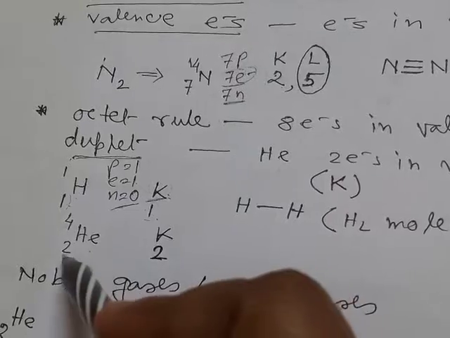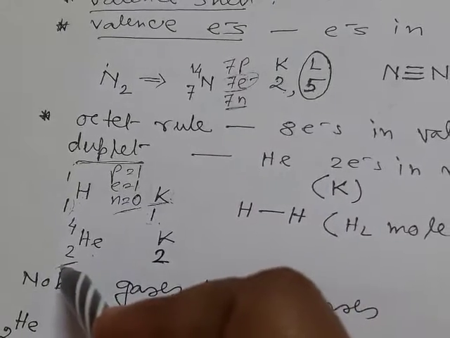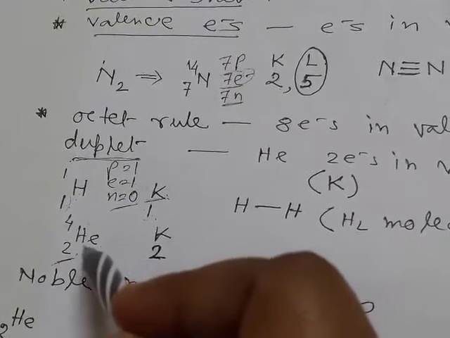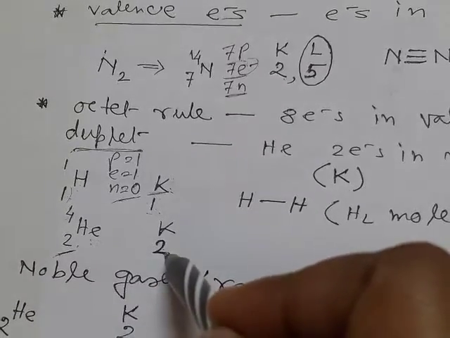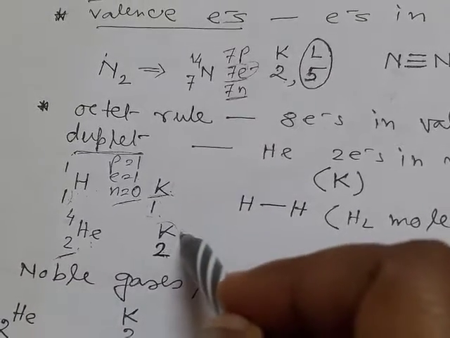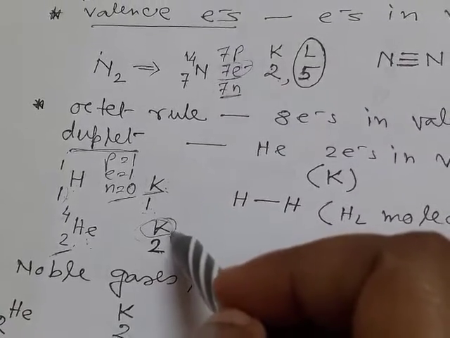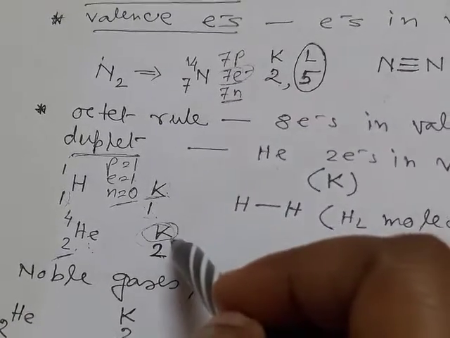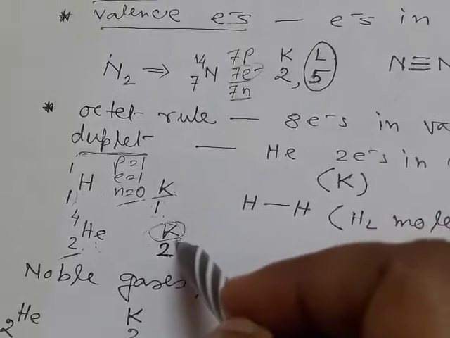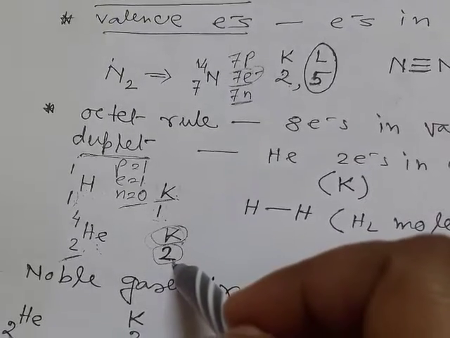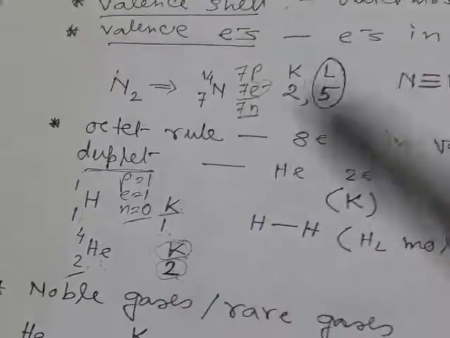And for helium, as the atomic number is 2, there are 2 electrons. These 2 electrons remain in the K shell. So for helium also the outermost orbit or valence shell is the K shell and the valence electrons are 2 electrons.